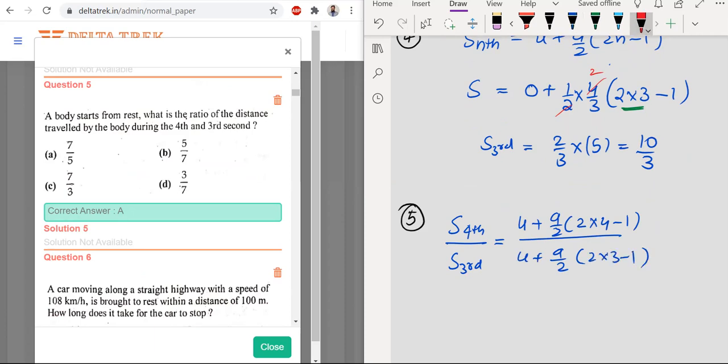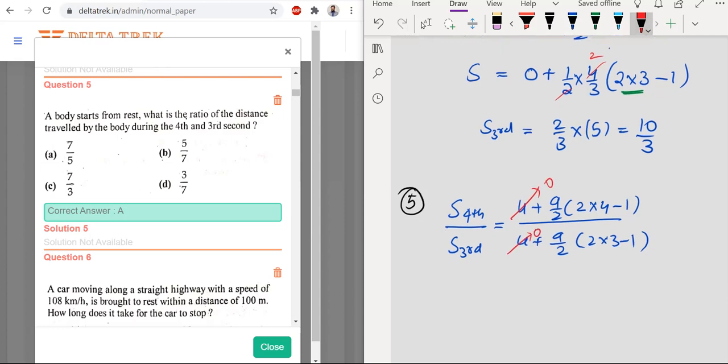Now the good thing is this u is 0. This u has no value here. So what can we write? We can write a by 2 into, this will be 4 into 2, 8 minus 1, 7. This will be again a by 2 into 2 into 3, 6 minus 1, that means 5. So a by 2 is going to be cancelled and the answer will be 7 by 5.